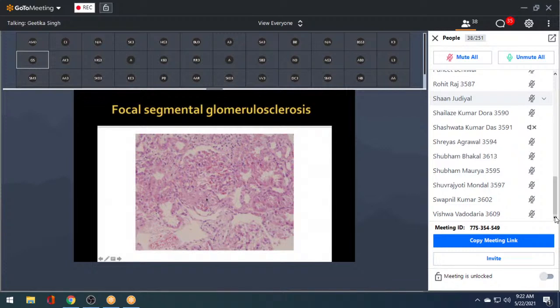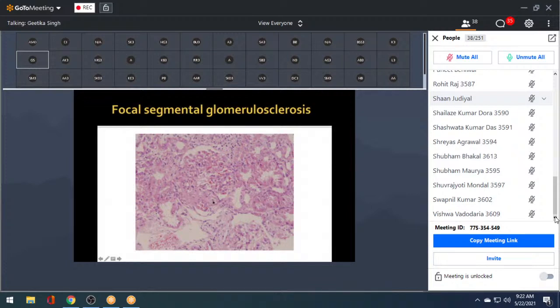Sclerosis basically means laying down of collagen. So that bit or segment of the capillaries is now kind of collapsed on itself. There's been increased collagenization of that area, right? And the trick here is to remember that all FSGSs will always be peripherally located, right?